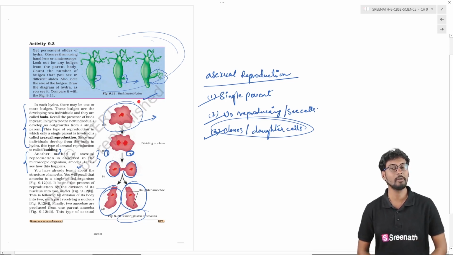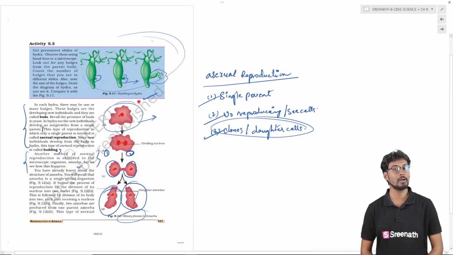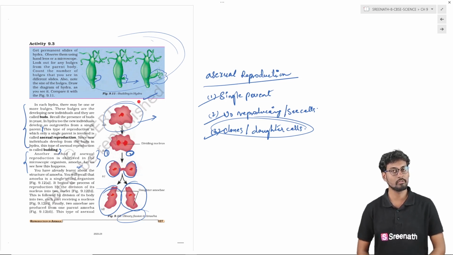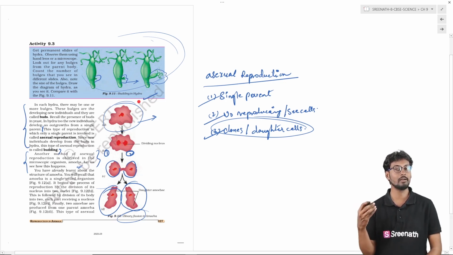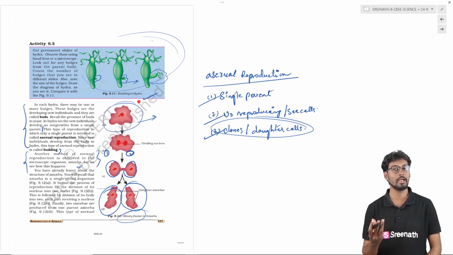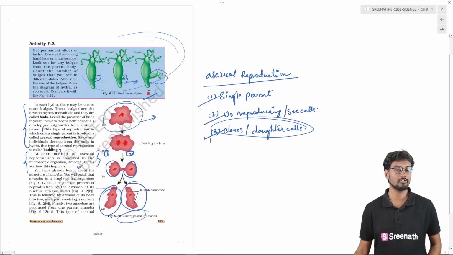There is only the involvement of a single parent. Either there is a complete splitting of the parent into two daughter cells, which are called clones, equal to the parent cell in appearance and genetically, or there is unequal budding, as in hydra, where we see the formation of a new hydra from the sides of the mature hydra. So this is about asexual reproduction.